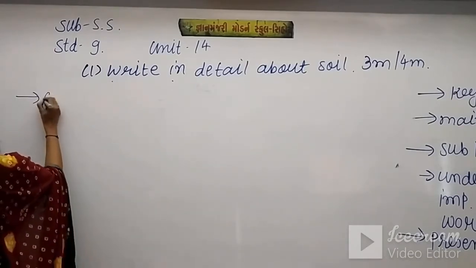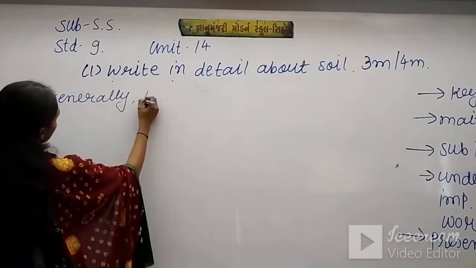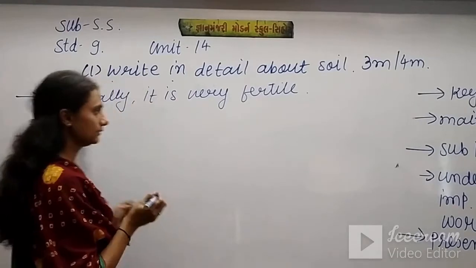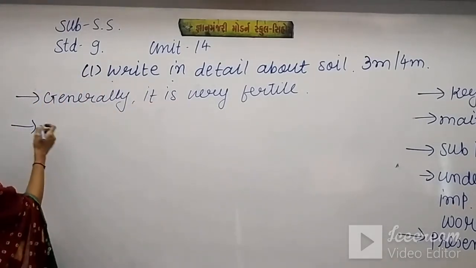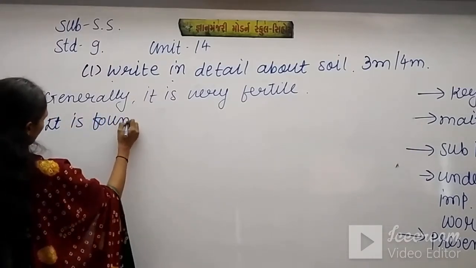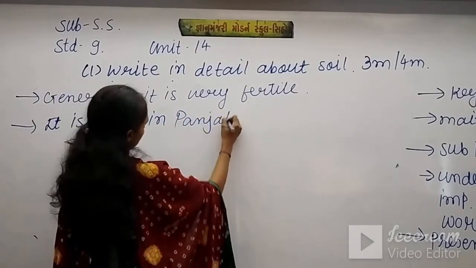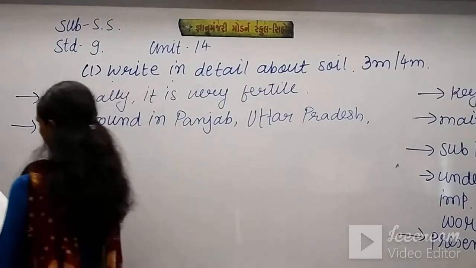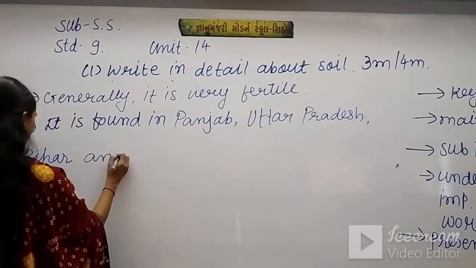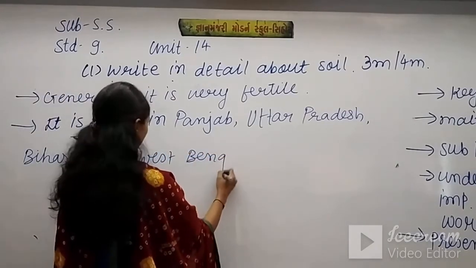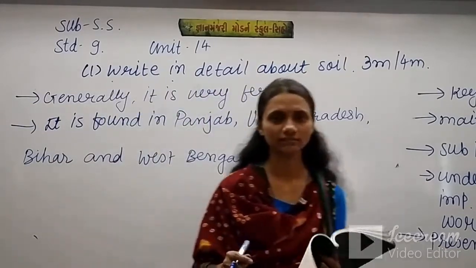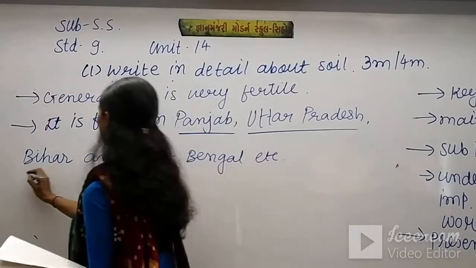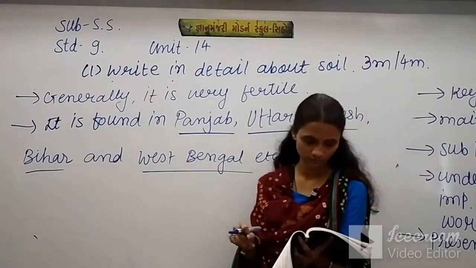Talking about alluvial, generally it is very fertile, and it is found in Punjab, Uttar Pradesh, Bihar, West Bengal, etc. So this way you can write this answer, and here we need to underline Punjab, Uttar Pradesh, Bihar and West Bengal. You have to highlight the keywords. So this is alluvial soil.